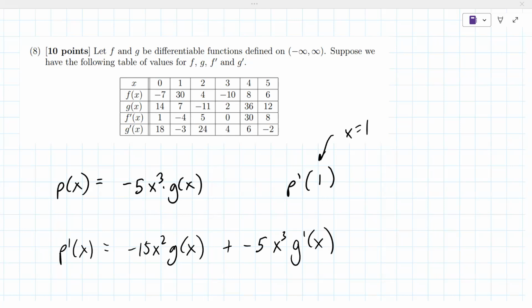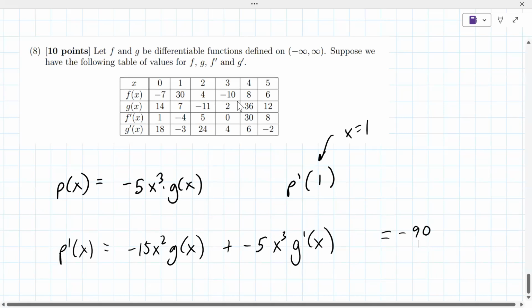I got negative 105 plus 15, which does not seem right. That's correct. Oh, it is? So, plus 15. Negative 90? Okay.